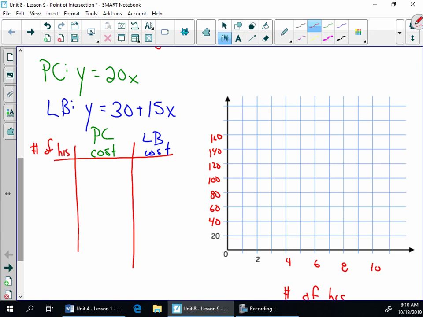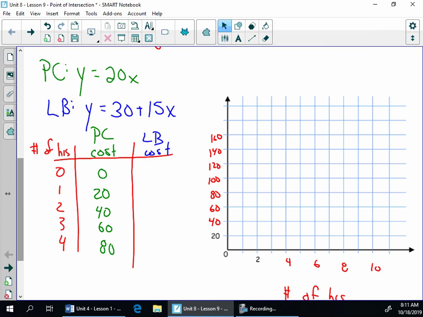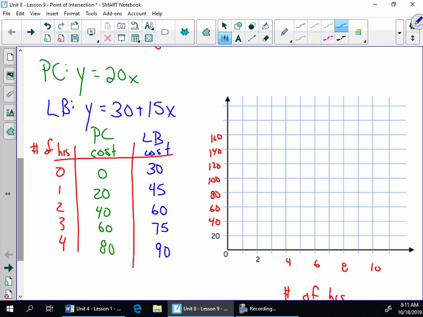Alright, so what do we want here? Let's go for 0 hours, 1, 2, 3, 4. That should be a good start. Find the pattern. Okay, Plum Crazy, what do they start at? Well, initial value of 0. And for every hour, they charge $20. So 20, 40, 60, 80. All right, Leaky Business starts at $30. That's their service charge. And then they charge 15 an hour. So 45, and then 60, and then 75, and then 90. Going up by 15s each time.